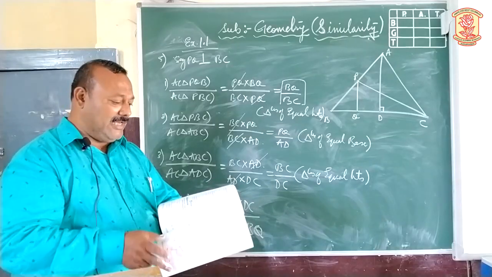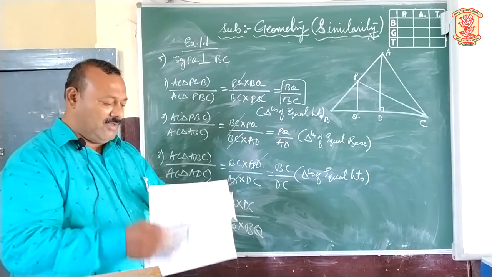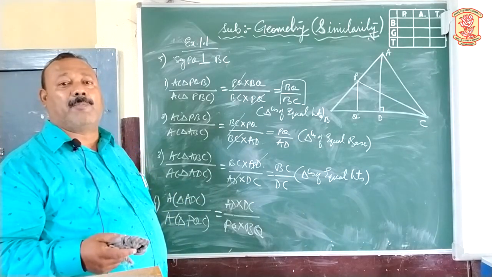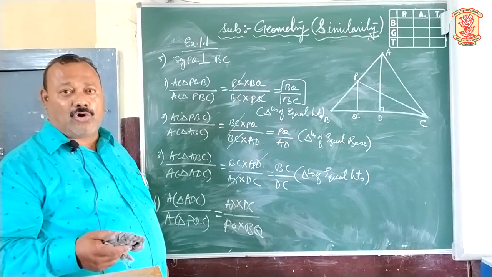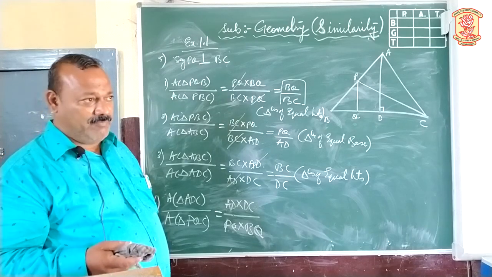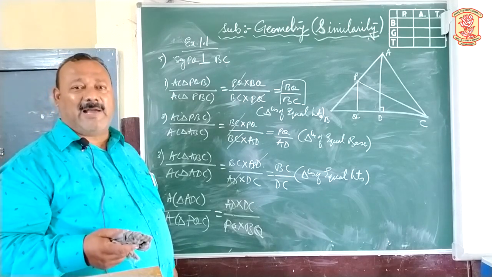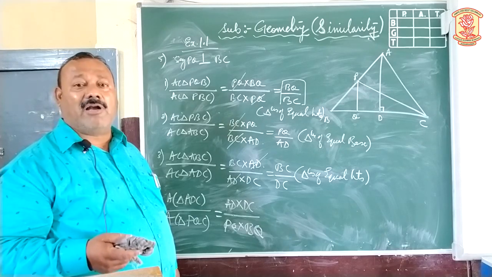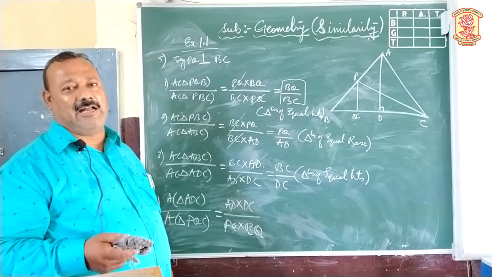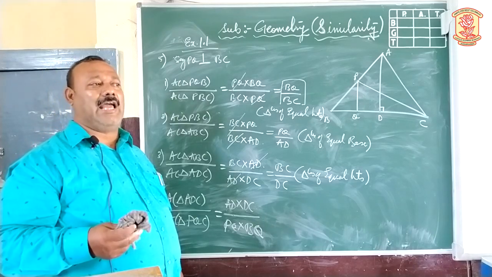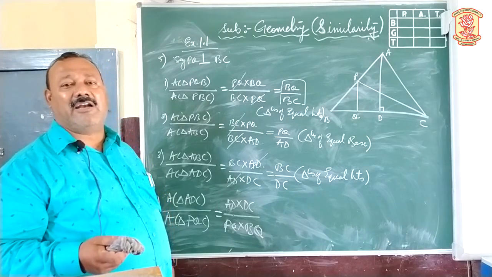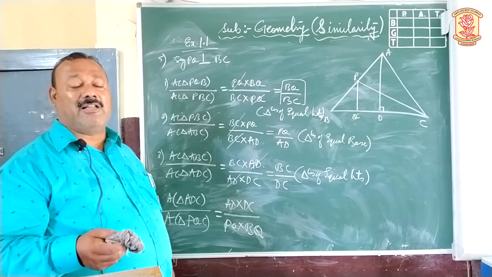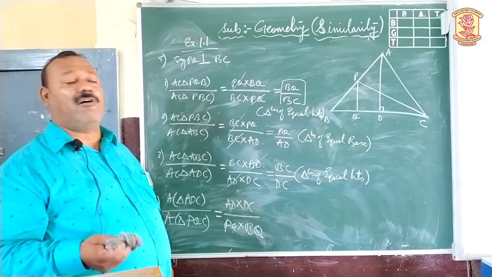We'll proceed for exercise 1.2. This exercise is related to the property which is also called application of BPT. In any triangle, the angle bisector bisects the opposite side in the ratio equal to the remaining sides of the triangle. This property is also called the angle bisector property in a triangle. It is also considered an application of BPT.